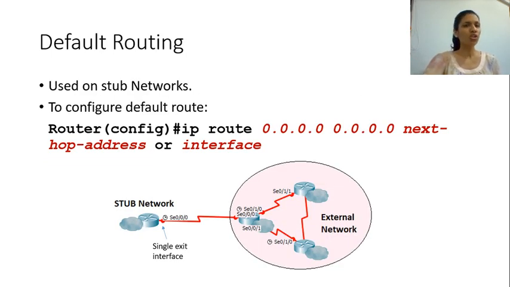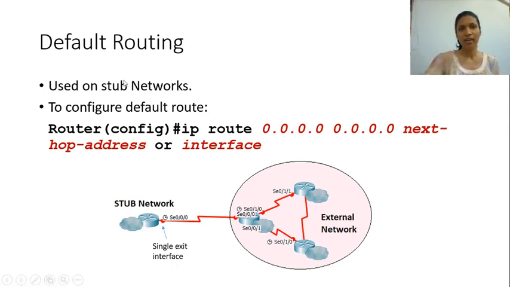Next, we will move on to default routing. Default routing is similar to static routing, wherein the network administrator manually configures this route on the router. Default routing is going to be used only on stub networks. You cannot use default routing if you have got multiple exit interfaces.